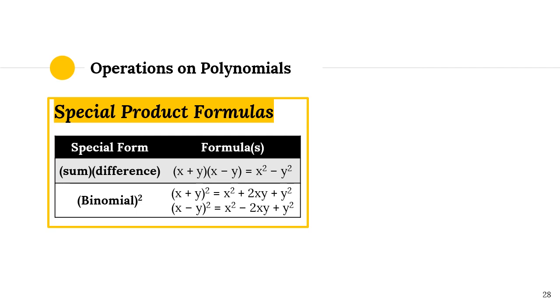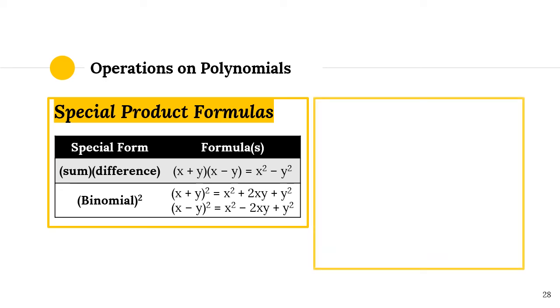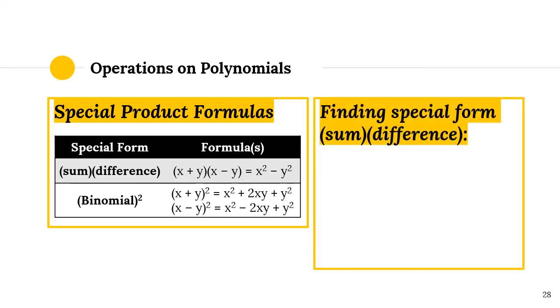Now the x and the y can be replaced with a much more complex expression. Let's try to explore. So let's have the sum and the difference. Let's have an example 1. Let's begin with a simple one. x plus y, x plus y. Does it count for sum times difference, or is it a binomial squared? This is a binomial squared. This is not a sum and difference. It's x plus y squared.